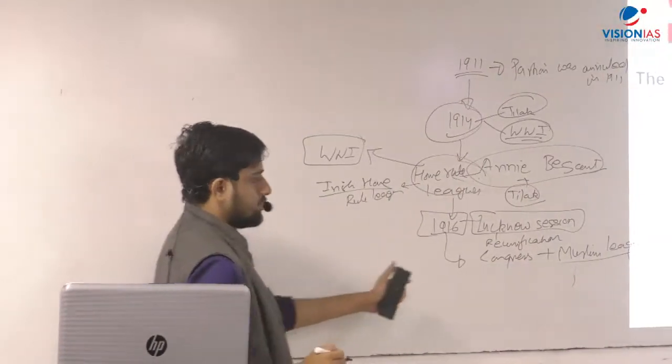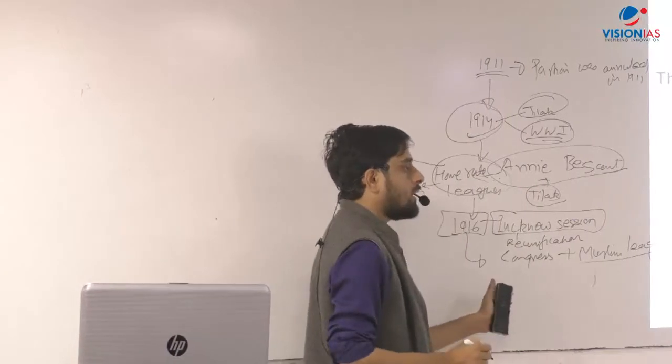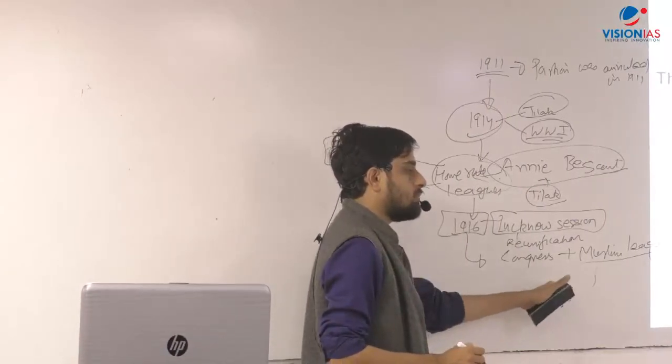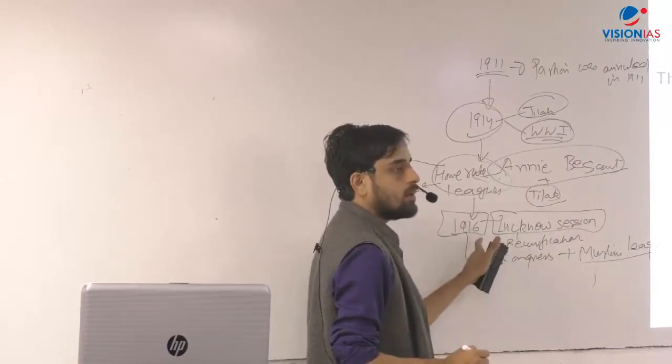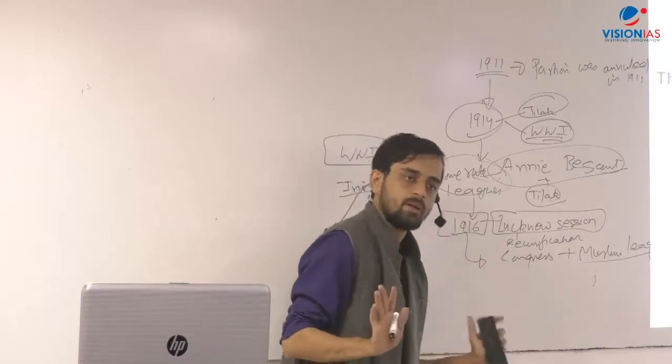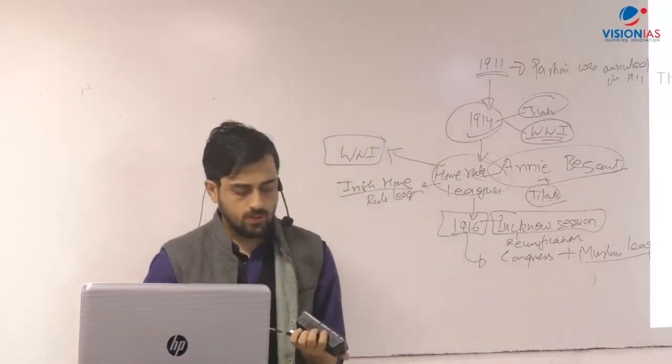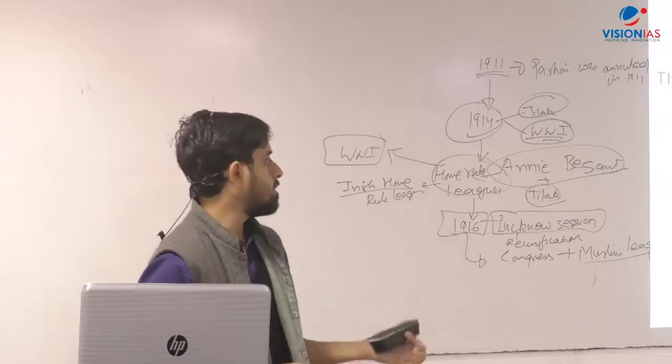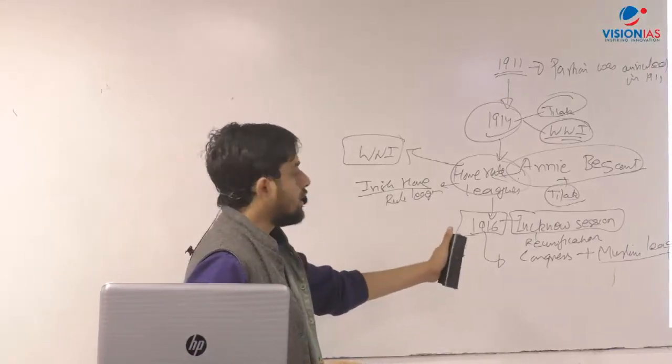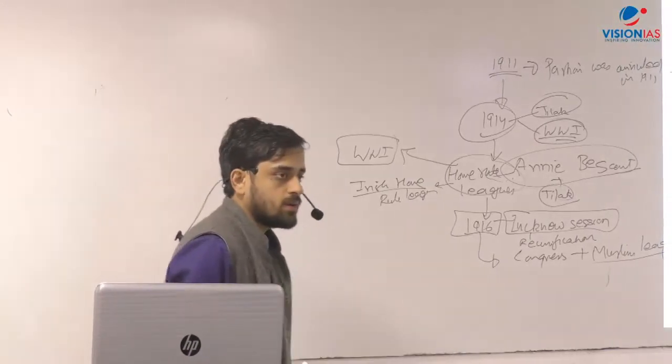Now, this is something that we'll look into, why this informal alliance between the Congress and the Muslim League happened in 1916. Why all of this happened, we'll look into. Now, let me explain something before, because that is important to understand what happened after this. Otherwise, you'll not understand at all.